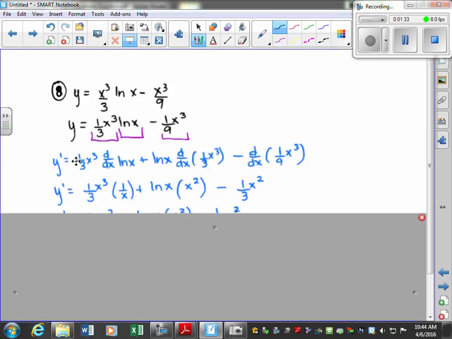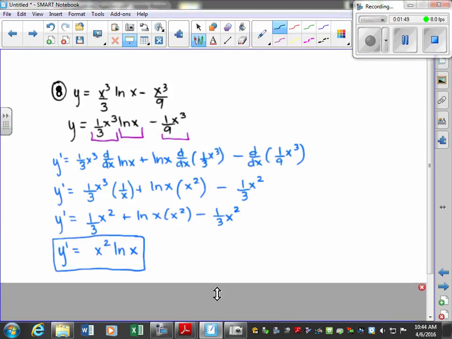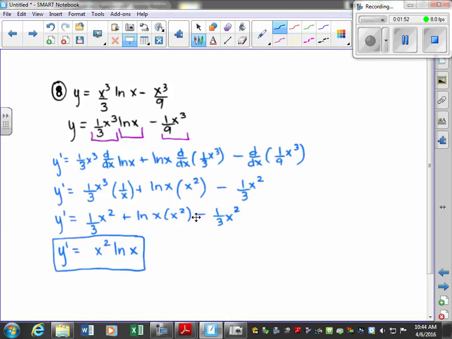Okay, so we have, carry this down, what's the derivative of the natural log of x? Just 1 over x. Plus, bring this down, the derivative of this simplifies to x squared, and the derivative of this last term on the right simplifies to 1/3 x squared. And then from that point on, you're just going to be simplifying this out algebraically, and so it finishes with x squared natural log of x. So you can have multiple things going on in a problem. Just take your time and work through your steps.